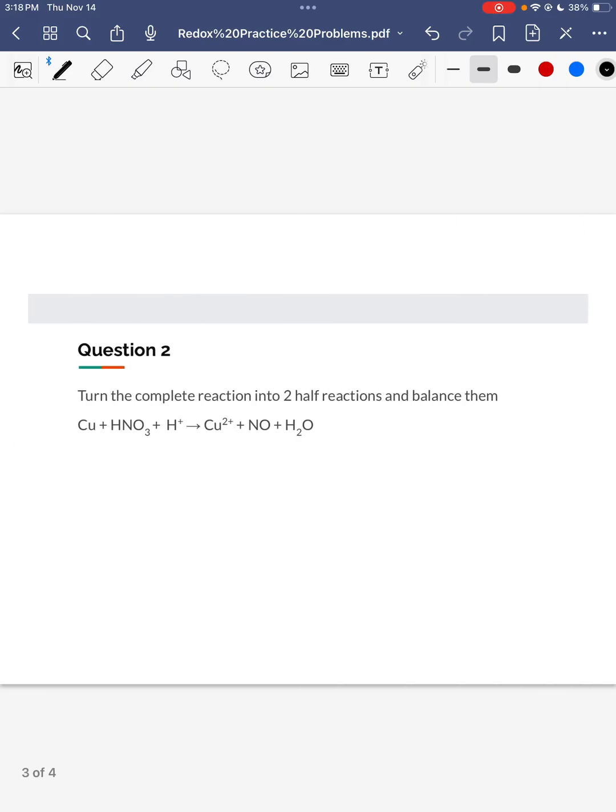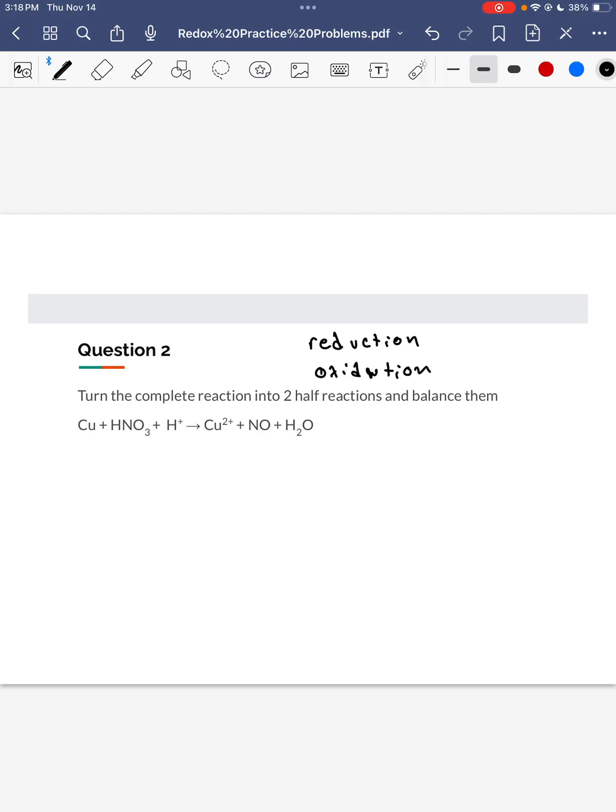Now let's take it a big step up and look at a complete reaction that we're asked to turn into 2 half reactions and then balance them. So we're given this whole big reaction. When we say half reactions, that means we want a reduction reaction and we want an oxidation reaction.